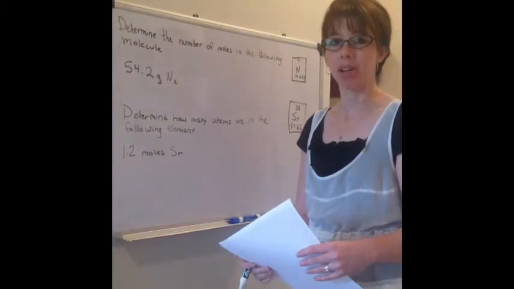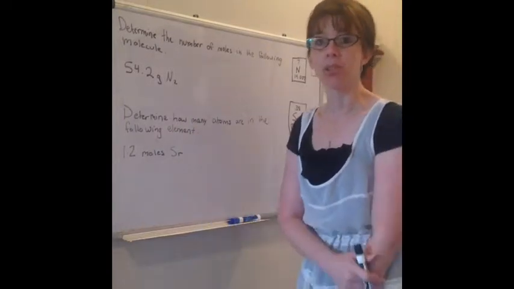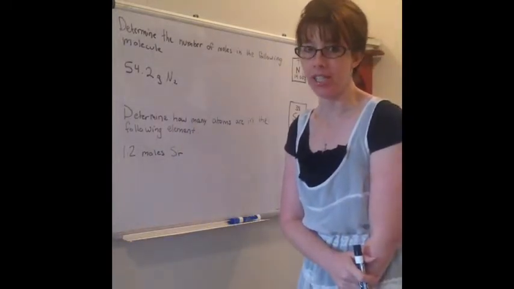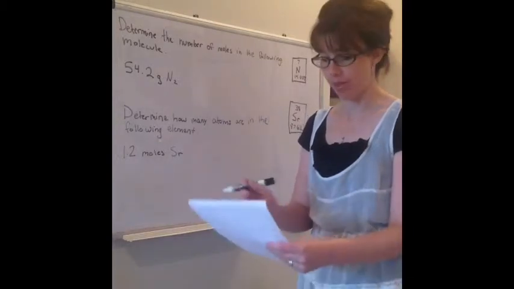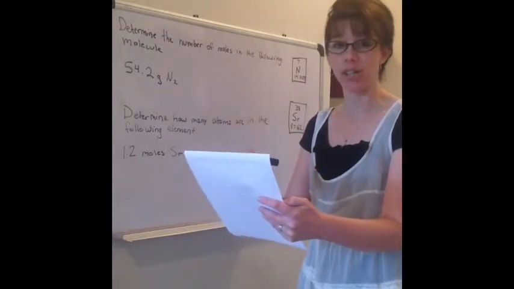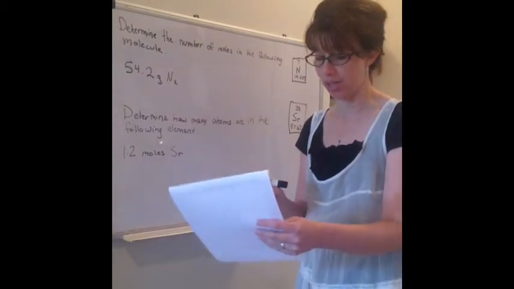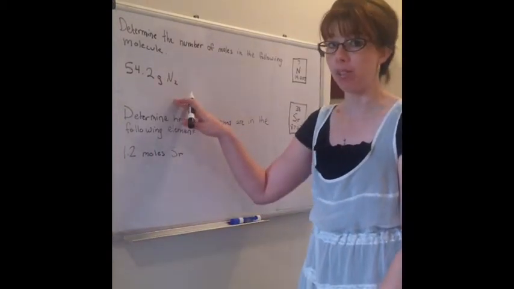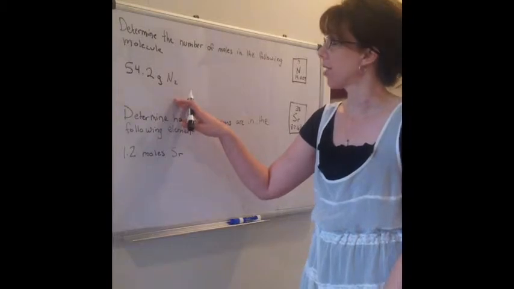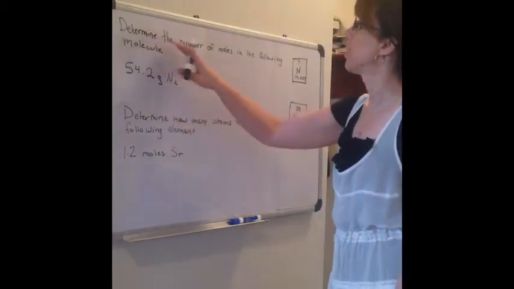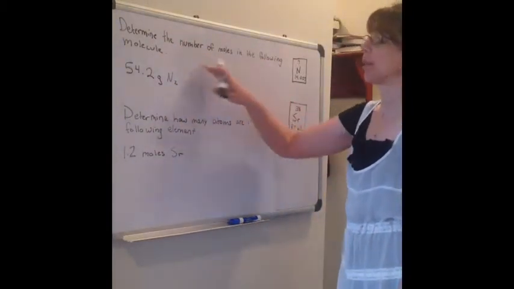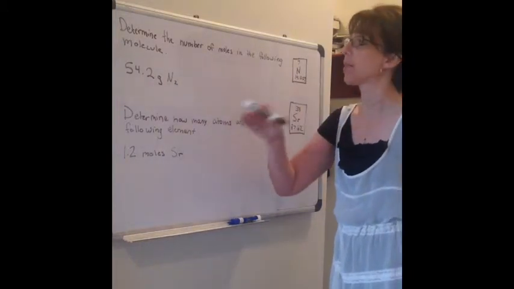Here is the second part of our stoichiometry and molar mass worksheet. We have gone over the first three sections in video 1, and now I'm going to give you an example of the next two sections. Here is an example of the second to last section on your worksheet. It says determine the number of moles in the following molecule. Make sure we're in the same spot.